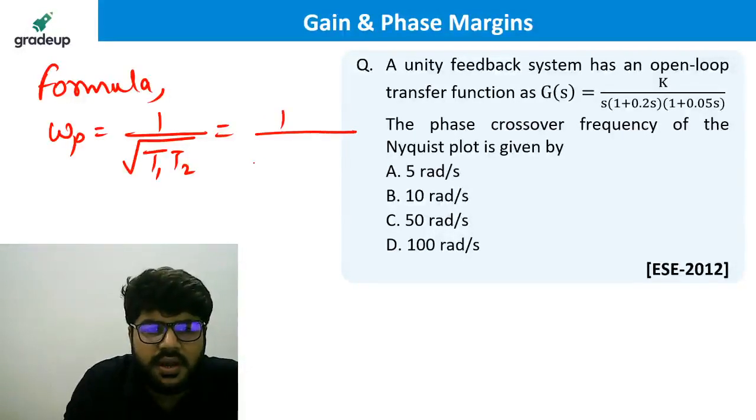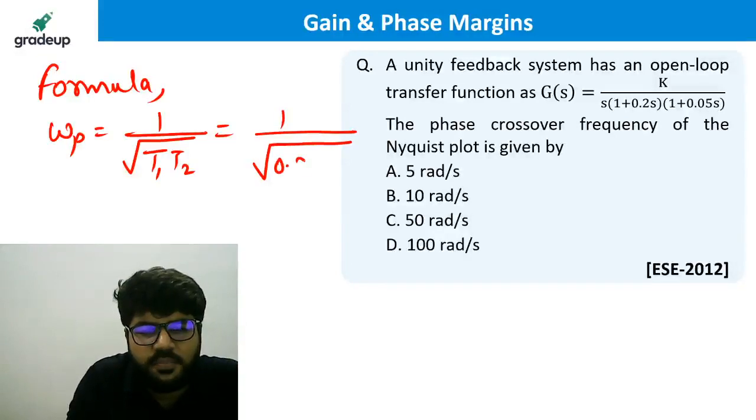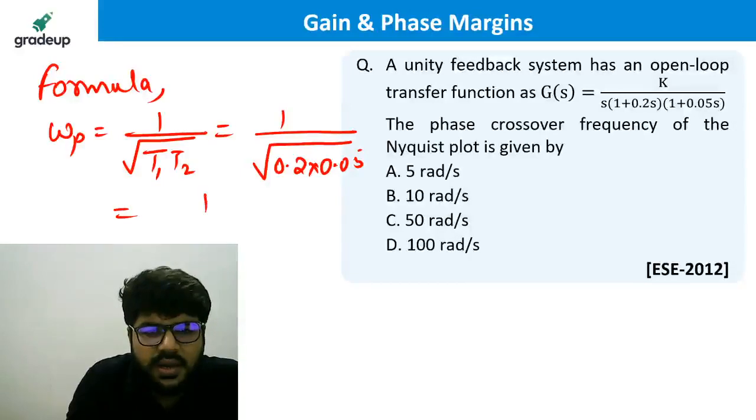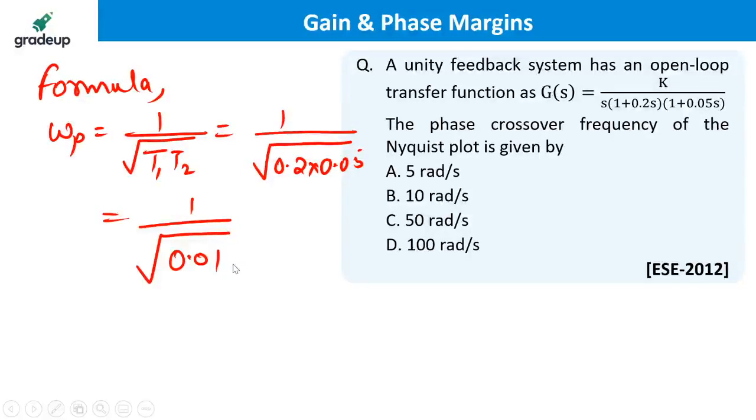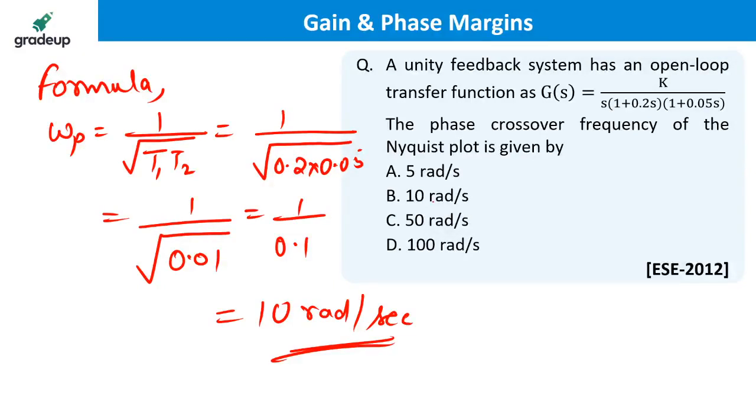So 1 upon under root of 0.2 into 0.05, so that is 1 upon, how much will this be, 1 upon under root of 0.01, that is 1 upon under root of 0.01 is 0.1, and 1 upon 0.1 is 10. Yes, option number B is correct. 10 radian per second.